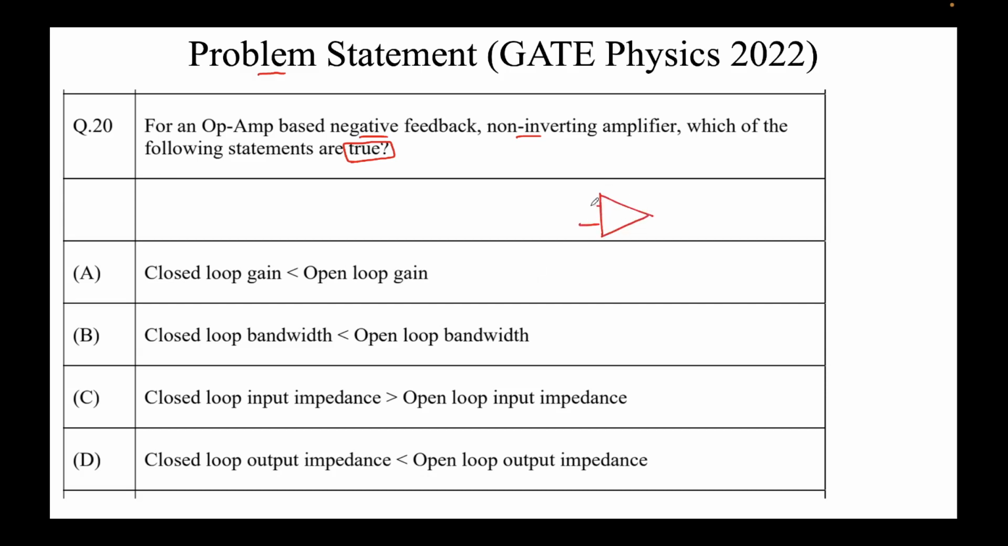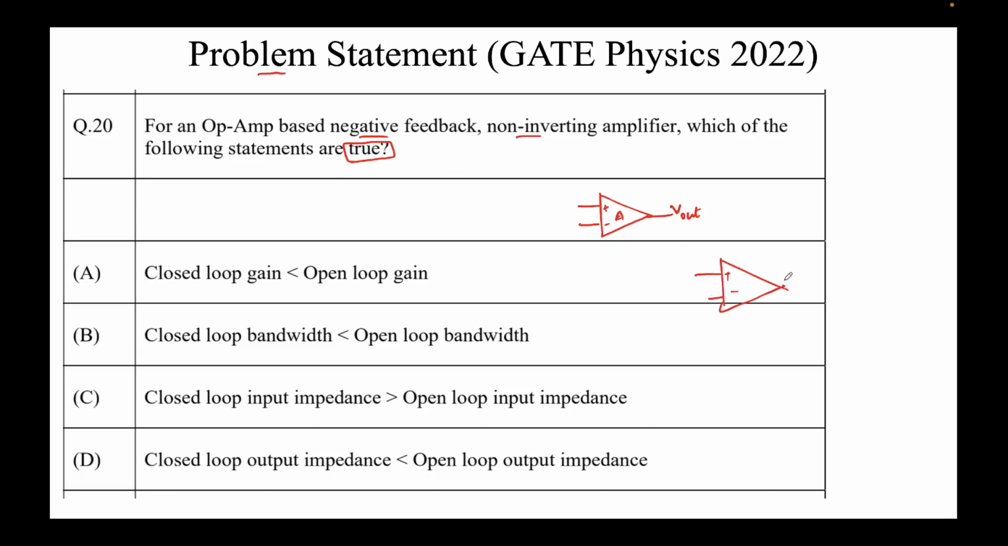So let's say this is our operational amplifier with non-inverting and inverting terminal, and this is the output. Let's say the gain of this amplifier is A. So we can calculate the gain of this amplifier, the bandwidth, input impedance, and output impedance. Everything can be calculated.